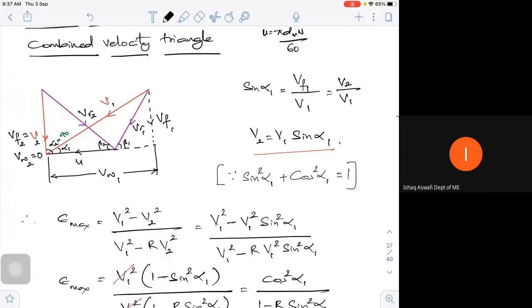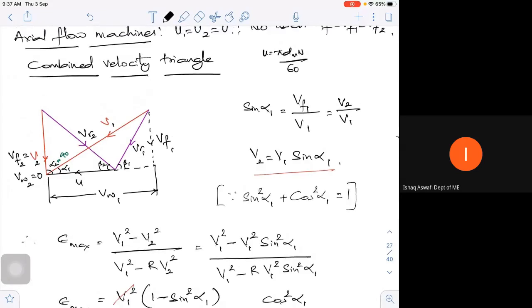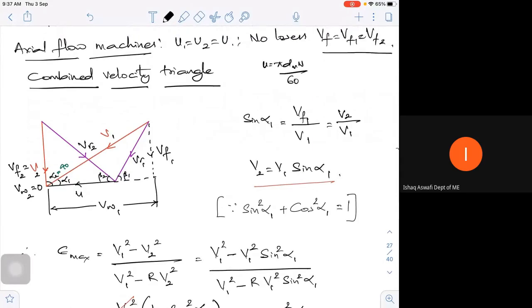Now, if you look at this velocity triangle and use trigonometric principles, sine alpha 1 is equal to the opposite side divided by the hypotenuse, that is VF1 by V1. VF1 and VF2 are both the same, since I have gone with the assumption VF1 equal to VF2, which is equal to VF. Whenever my VW2 is equal to 0, my exit whirl velocity is equal to 0, and my VF2 will be equal to V2.